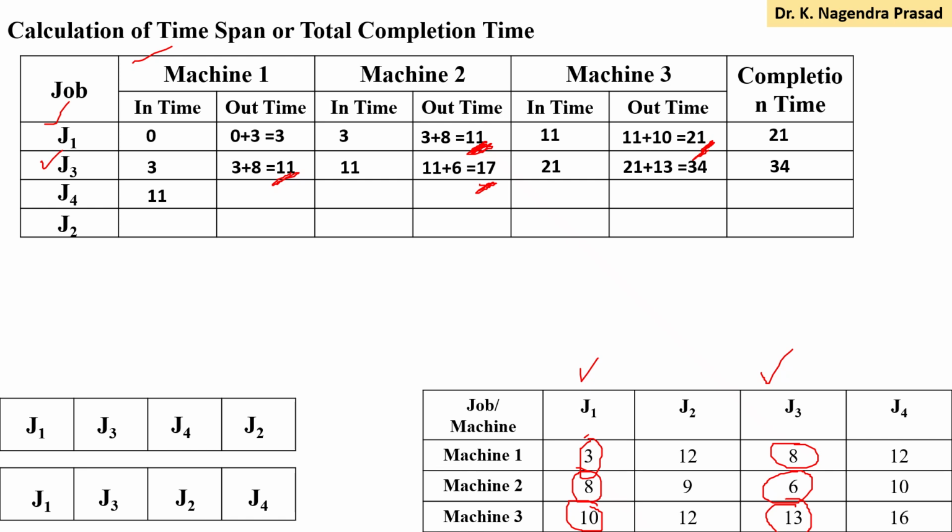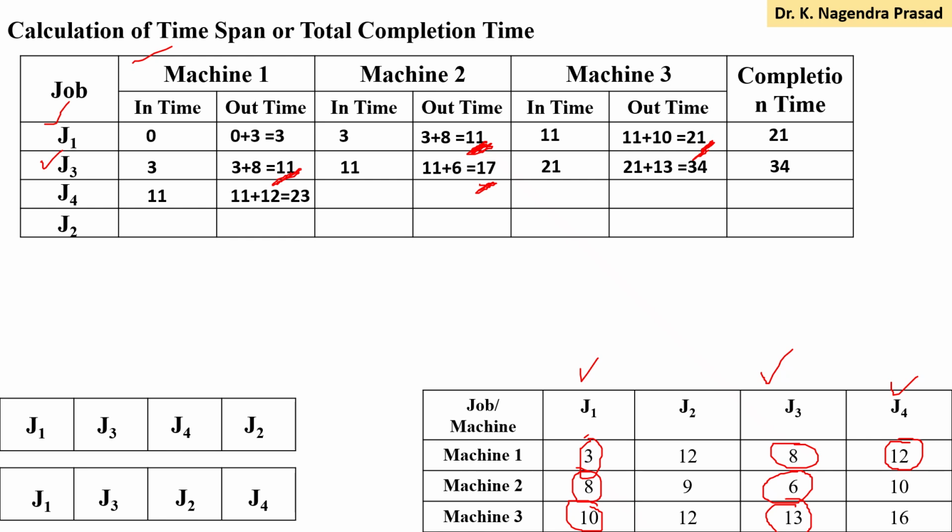Next is job J4 on machine 1. In time is 11 because up to 11 hours machine 1 is busy with the previous jobs, J1 and J3. Only after 11 hours will it receive the new job, J4. Then out time is the in time plus processing time. The processing time is 12, so 11 plus 12 is equal to 23.